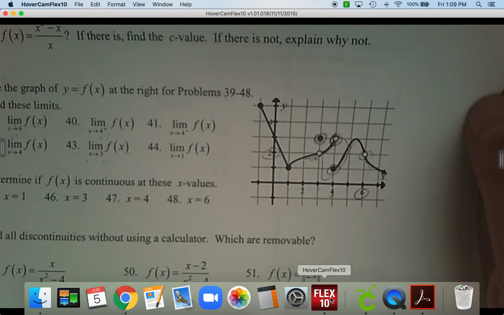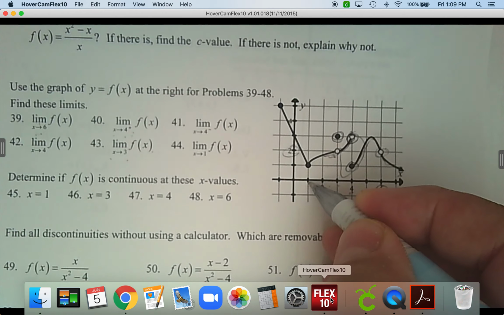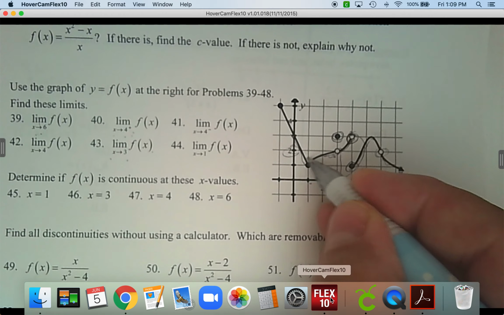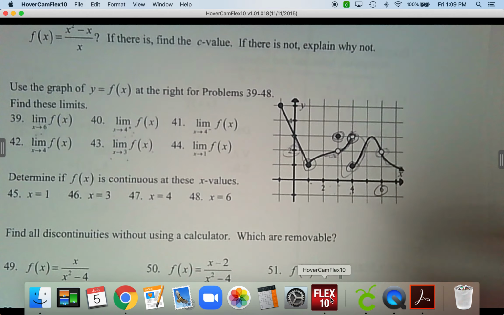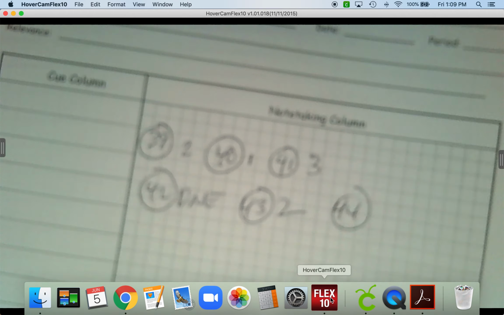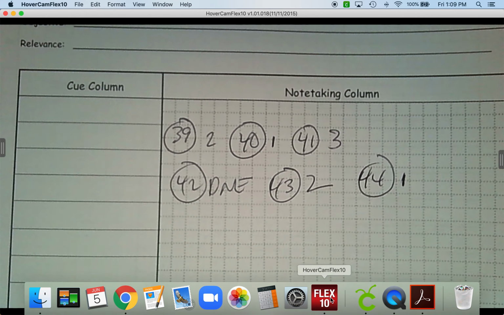So off the graph for 44, the limit as x approaches 1. So here we are at 1. From the right and from the left, what does it approach? And you can see both sides approach 1. So we're looking for that y coordinate that it's approaching and seeing if it agrees from both directions.